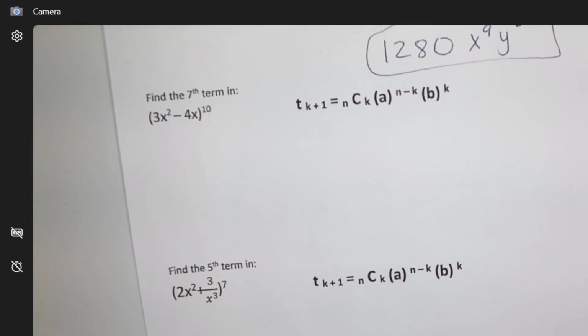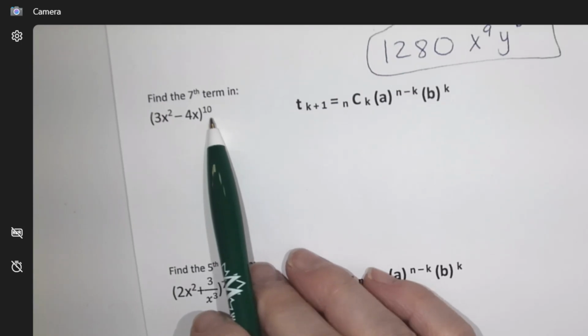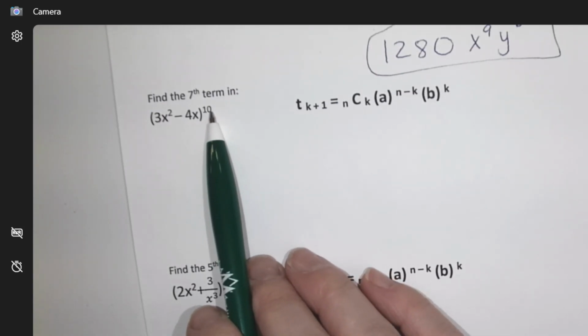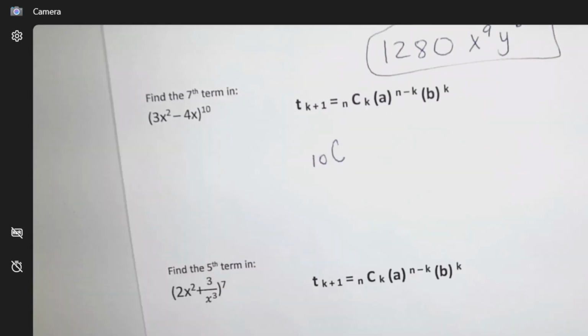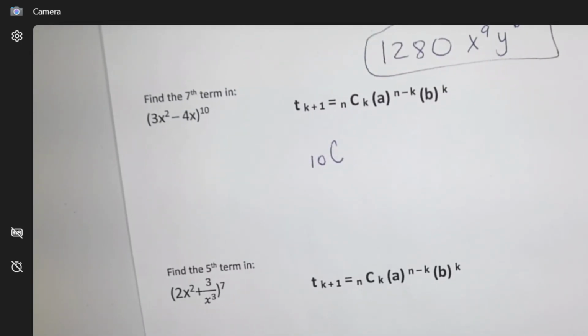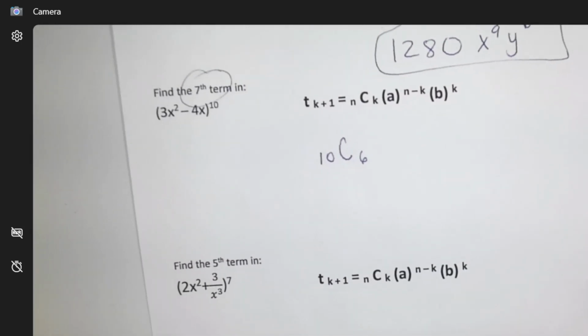Okay, next one, same thing. Okay, so here we go. The exponent is 10. So I'm going to go 10, choose. And I'm trying to get to the 7th term. So what is my choose number? If I get all the way to 7, my choose number is 6.